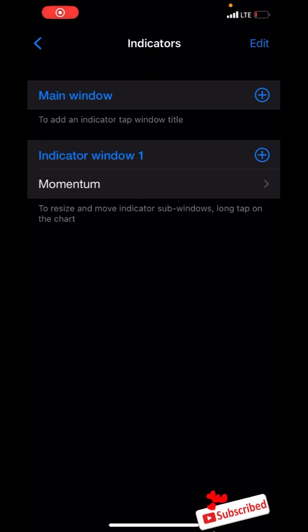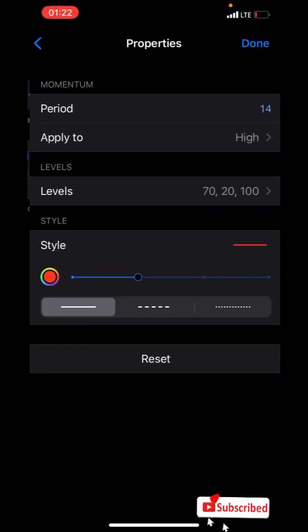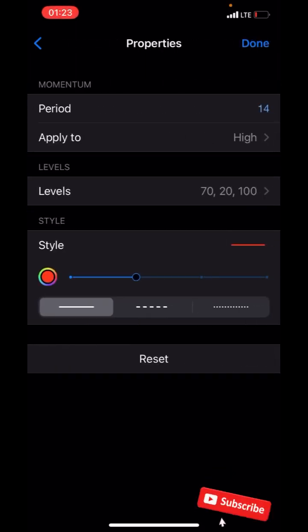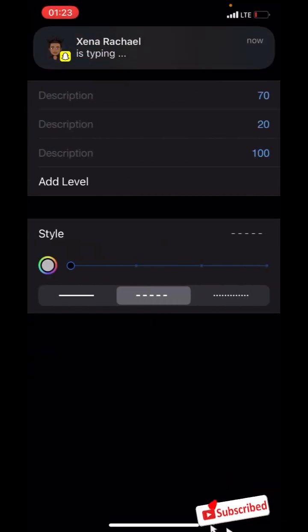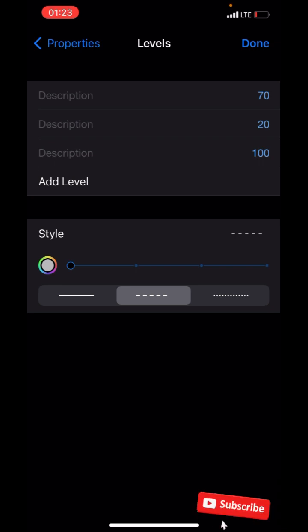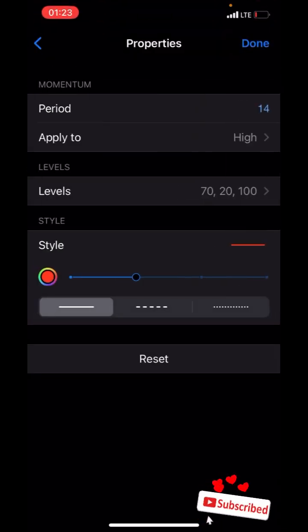Here is the setting for the momentum indicator. You have the period at 14, apply to high. For levels, you have 70, 20, and you have 100. Then put whatever style you want and you click done.